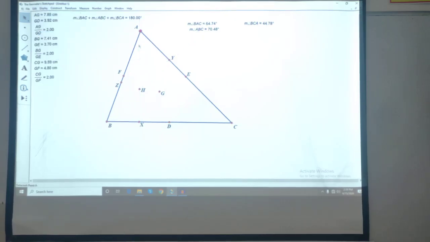So just joining these lines, AX was the altitude, this was the segment. BY was another altitude, and CZ was another altitude. All pass through H. Again, in this triangle ABC, D, E, F are the midpoints. X, Y, Z are the feet of the perpendicular. H is the orthocenter and G is the centroid.